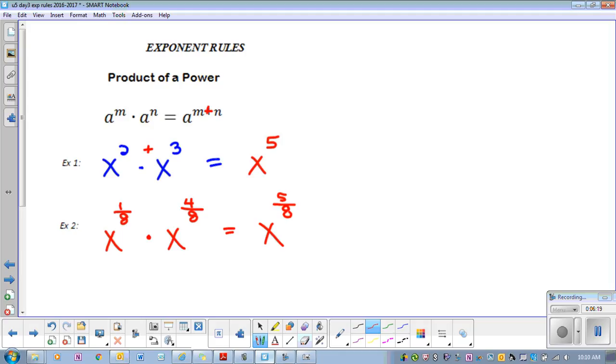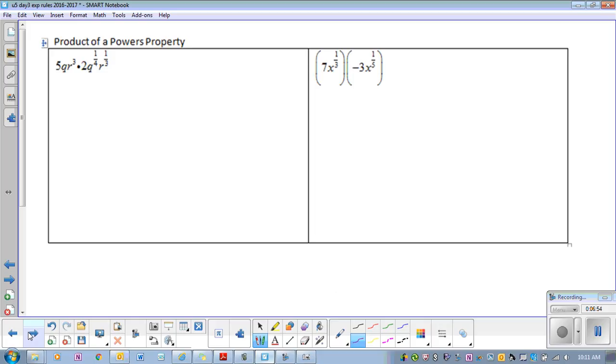Okay? And guys, if you don't know how to add, subtract fractions, put it in the calculator. Anytime you put fractions into the calculator, just make sure you put it in parentheses. So in the calculator, you would just put parentheses 1/8 plus parentheses 4/8. Okay? And then just do math, enter, enter to give me the fraction. All right, so let's take this rule and let's go to our white practice sheet and we'll try some examples here.